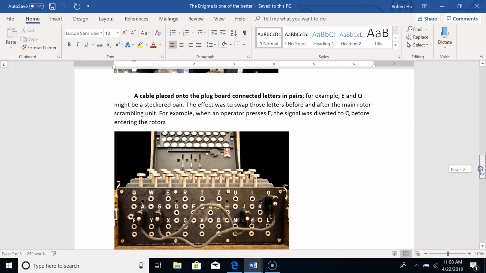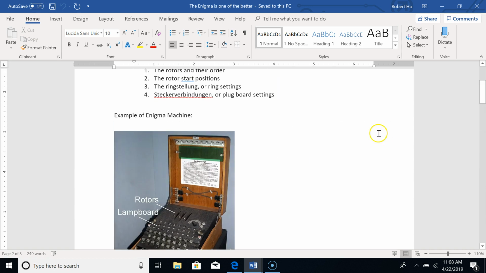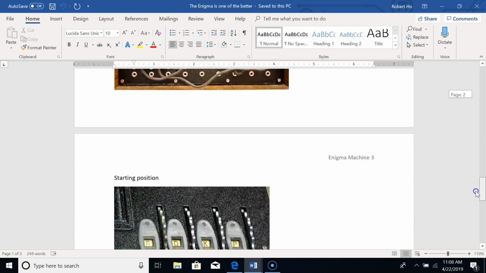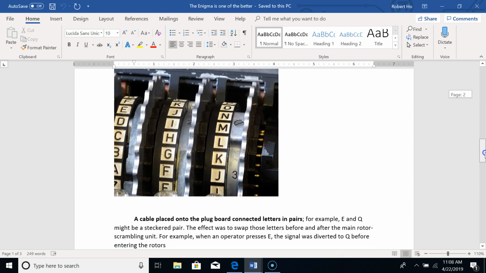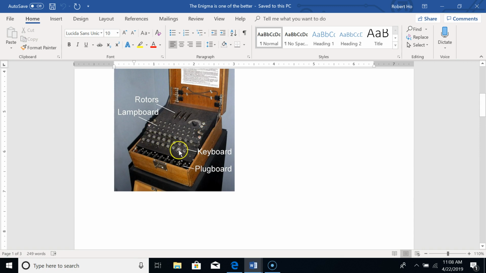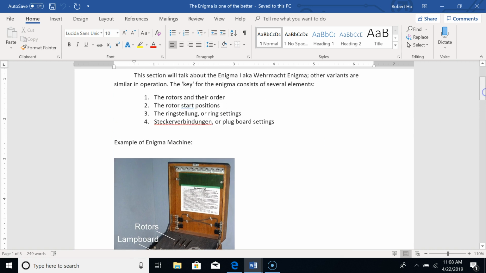So when we enter the letter E, it is diverted into Q and then goes through the rotor, then it will show you the result. So that is the algorithm of how it works. That is called the plug board setting.